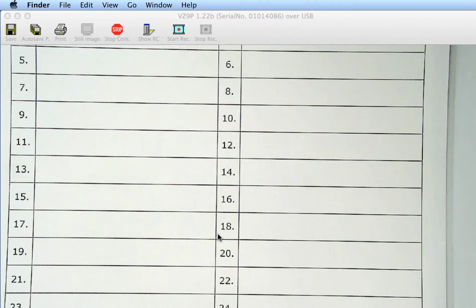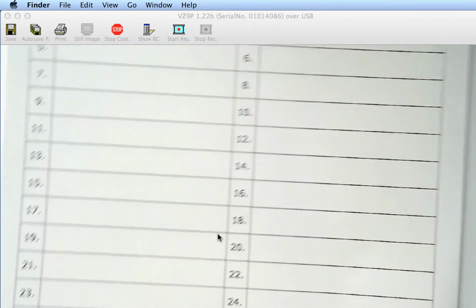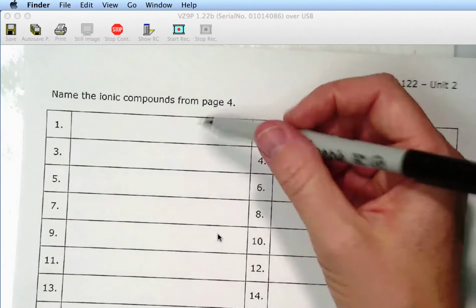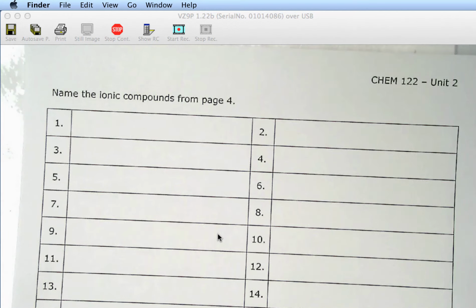On page 8, I have named the ionic compounds from page 4. Remember, page 4.